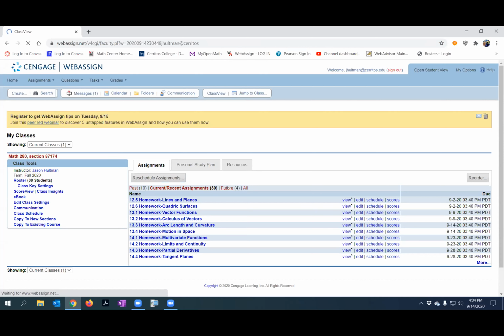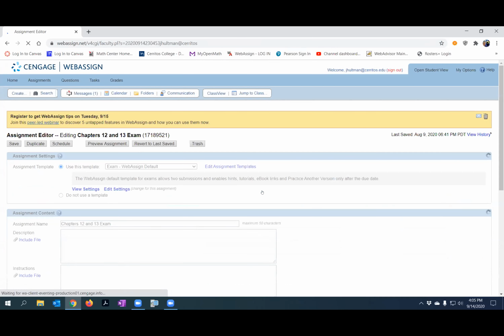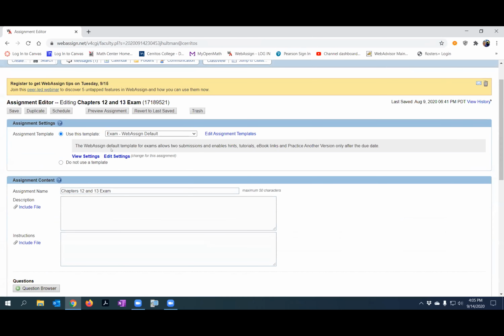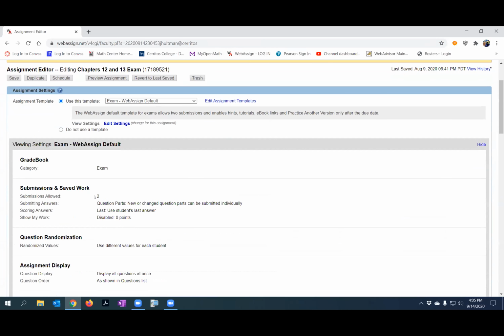Future. Okay, this is in the future. View, edit. Okay, view settings. Let's view the settings. Submissions allowed: 2. So you have 2 shots at this, 2 chances. Okay, questions, submitting answers, question parts.